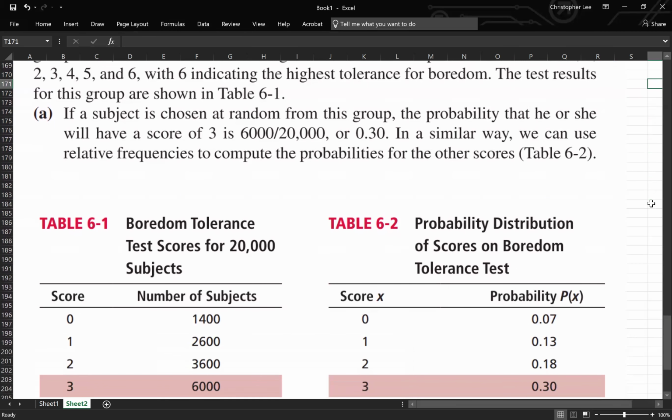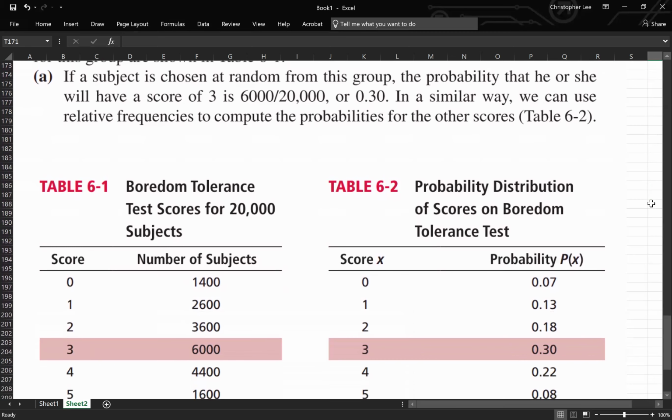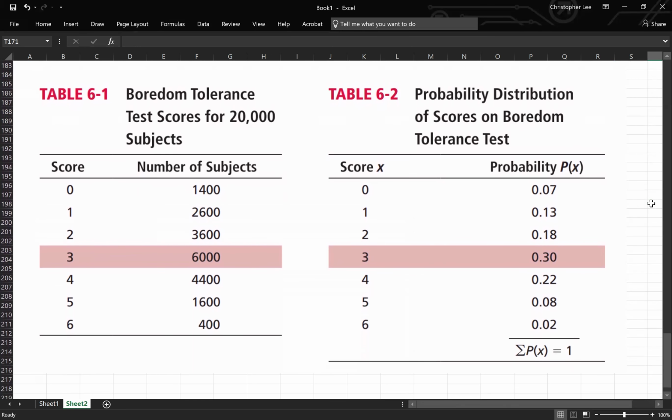If a subject is chosen at random from this group, the probability that he or she will have a score of 3 is 6,000 out of 20,000, or 0.30. In a similar way, we can use relative frequencies to compute the probabilities of the other scores in the second table. All right. So let me explain this a little bit.